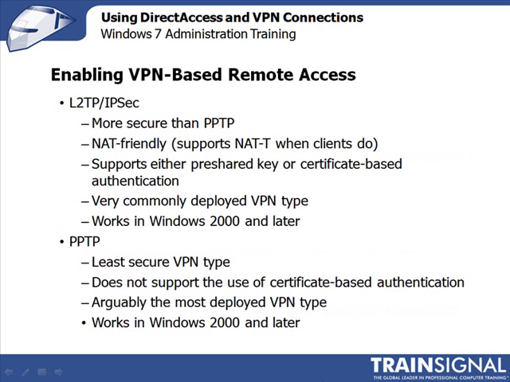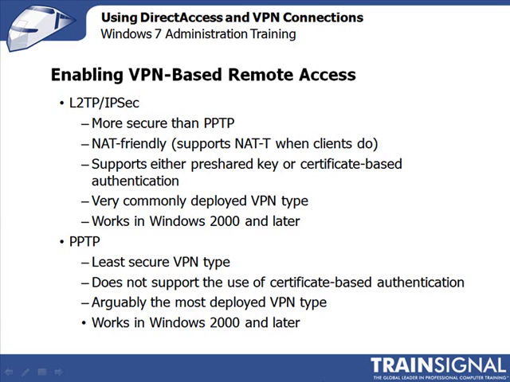Now, the Layer 2 Tunneling Protocol with IP security is more secure than PPTP, and it's also NAT friendly, supporting NAT traversal when the underlying clients are capable of supporting NAT traversal. L2TP supports either a pre-shared key or certificate-based authentication. So what this means is your L2TP VPN type does not require the implementation of a PKI, or public key infrastructure, which can be pretty complex to get up and running. Instead, you can use a less secure, notice I say less secure, pre-shared key mechanism where you actually physically share basically a password with everyone. This is a very common VPN type, and it works in Windows 2000 and later.